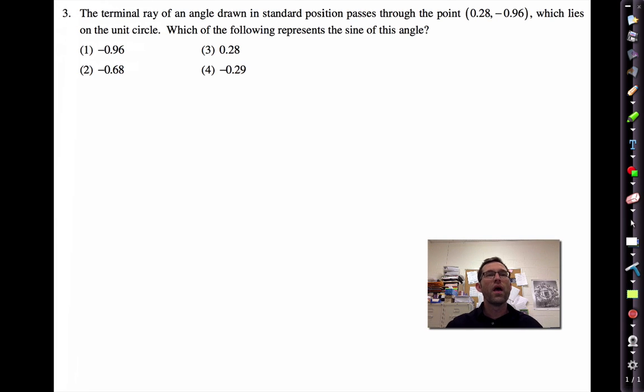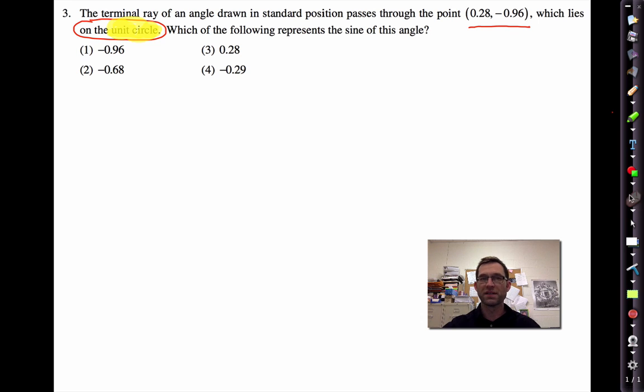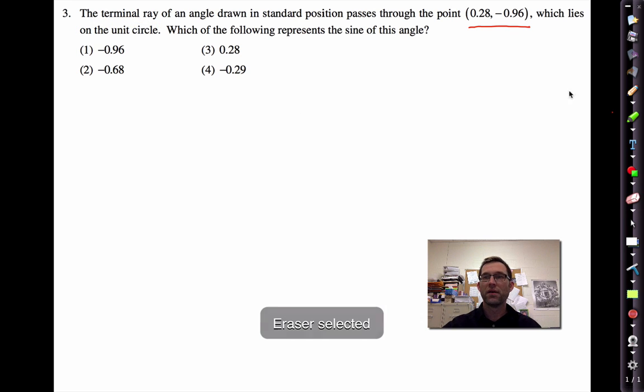Problem 3. The terminal ray of an angle is drawn in standard position, passes through the point 0.28, negative 0.96, which lies on the unit circle. Oh man, is that important. The unit circle. Boy, is that important. And apparently you can't even see it now. Let me just erase that. All right, we'll just circle it in red. The unit circle. Which of the following represents the sine of the angle?